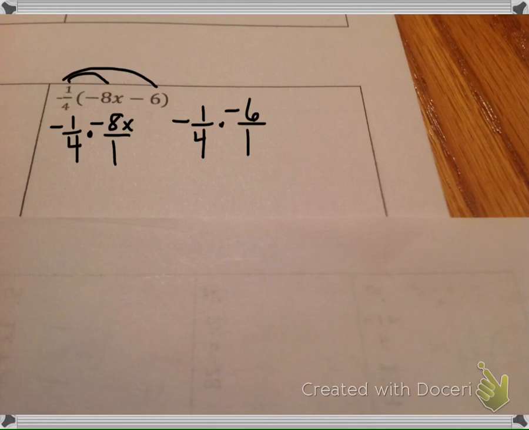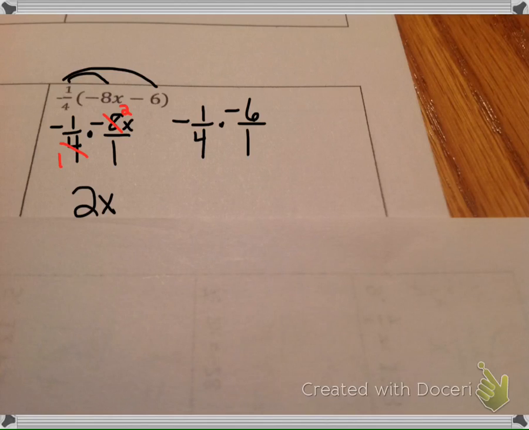Let's see, what can we cross cancel here? We could cross cancel our 4 and our 8, both divisible by 4. 4 divided by 4 is 1, and 8 divided by 4 is 2. What I'm multiplying here, I have 2 negatives, so my answer is positive. 1 times 2 is 2, and x.